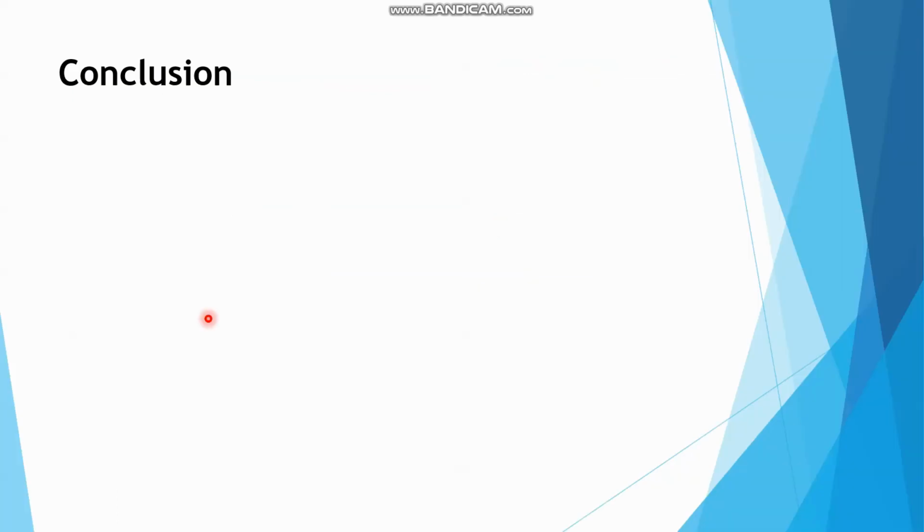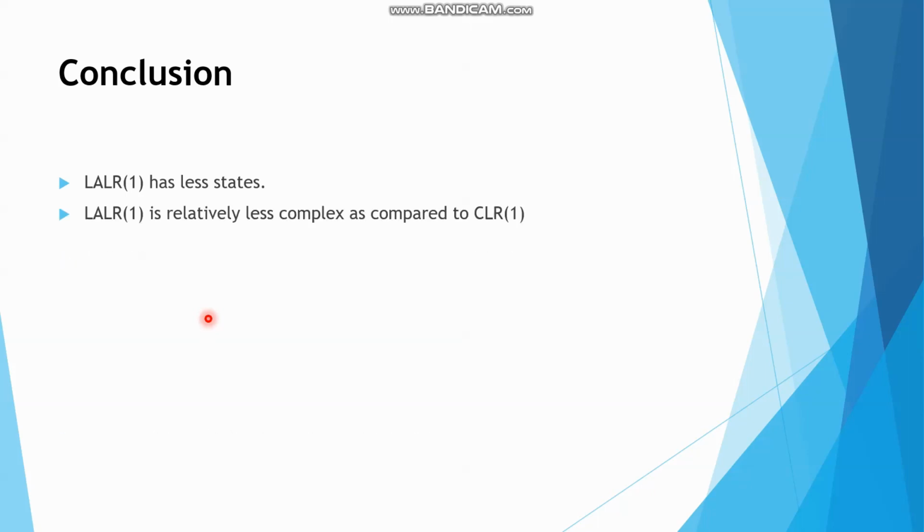Now to conclude the whole lecture, what we learned from the LALR1 parse table and transition diagram is that LALR1 has fewer states as compared to CLR1, and LALR1 is less complex as compared to the CLR1 parser.